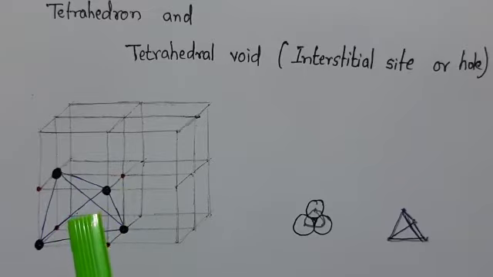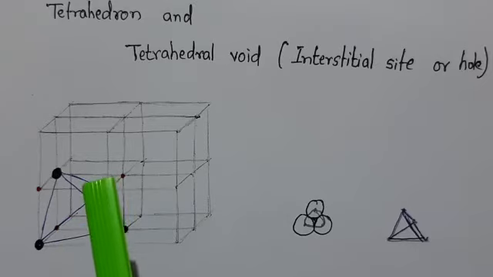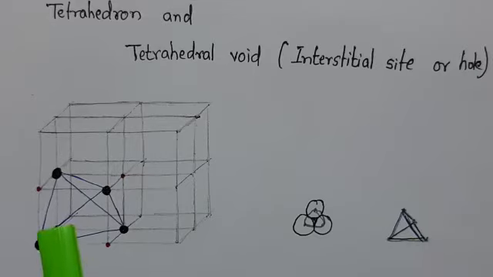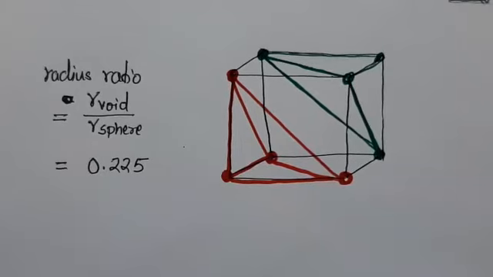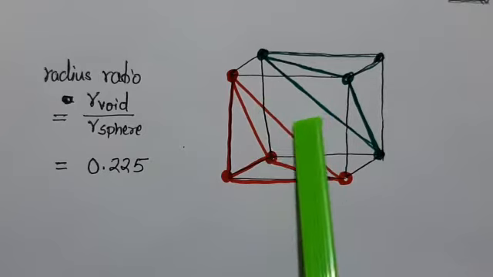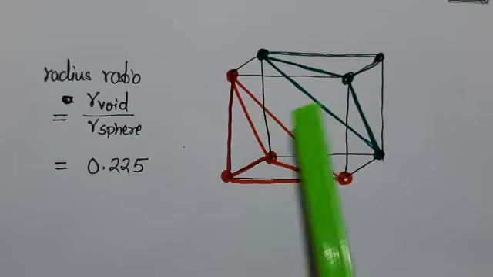4 triangles, 3 triangles at the top and 1, this 4th triangle, in this manner. This shape is called a tetrahedron, and the gap in between these is a tetrahedral void. Void means hole or interstitial site. Two tetrahedral voids.